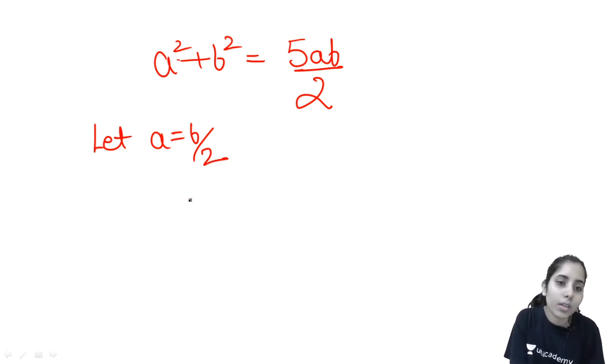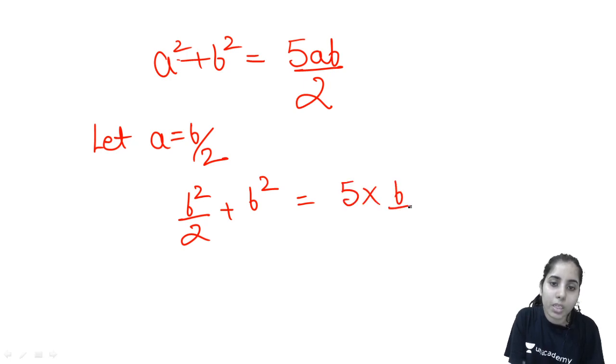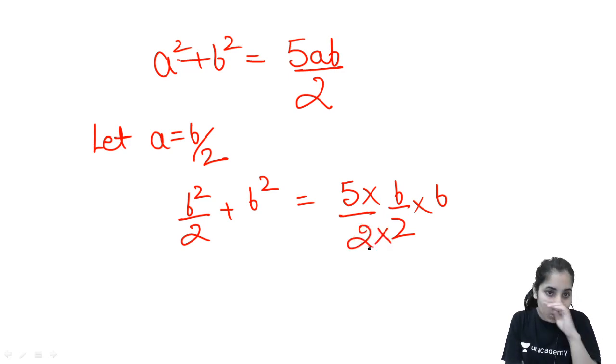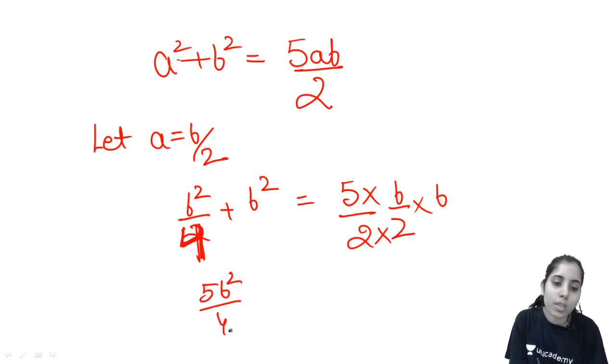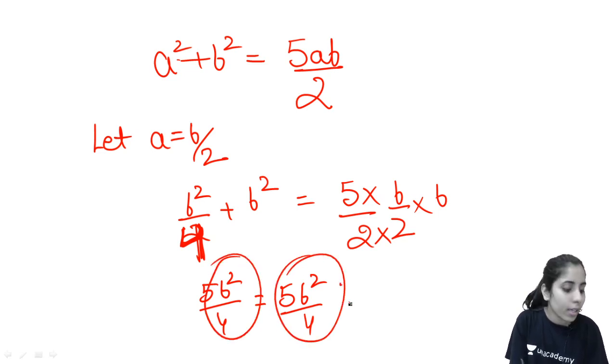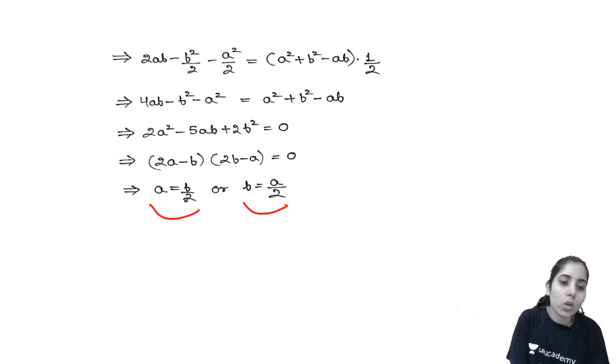When you are going to put it here, you will get b square upon 2 plus b square is equal to 5 into b upon 2 into b upon, just this much, no, one more 2 will come. Okay, so what will you get from here? b square upon 4, not 2, because (b by 2) square will be b square by 4. Next thing, you will get 5b square upon 4, this side, which is equal to 5b square upon 4. Left hand side equal to right hand side, and that's how we are getting that this option will be correct, whichever option shows us these values.